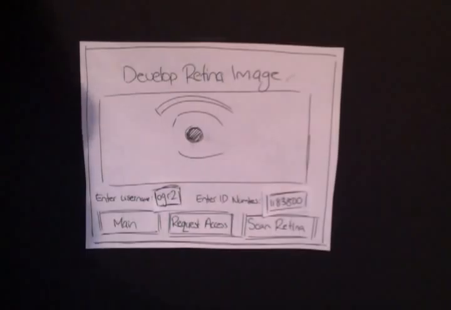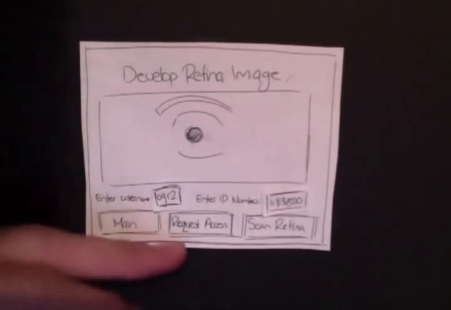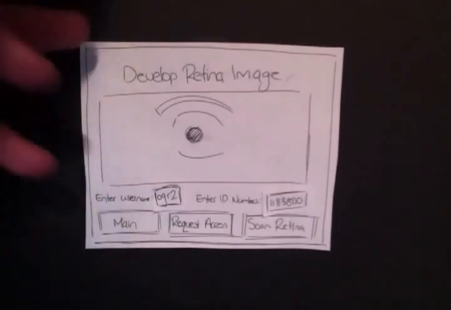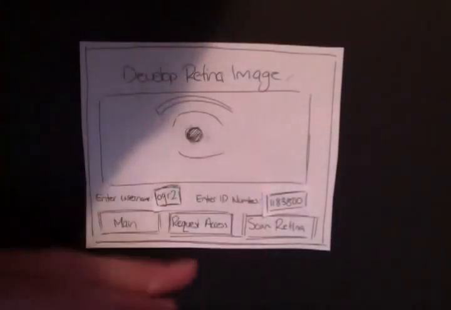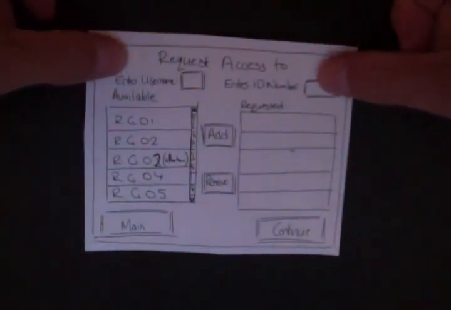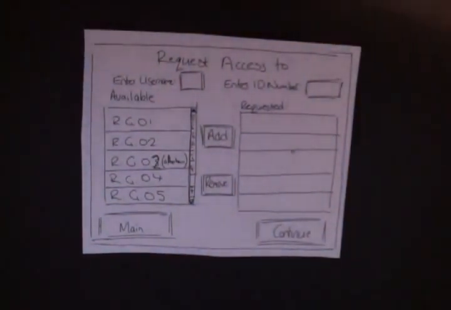Now, because I've just developed a retina image, I can then request access to buildings. So if I'm a new student, I can just go develop retina image, scan it, it'll stay on the screen, then I click request access, and immediately it takes me to the request access screen without having to go back to the main or have to fluff around with anything else. So it's very simple and quite accessible to use.